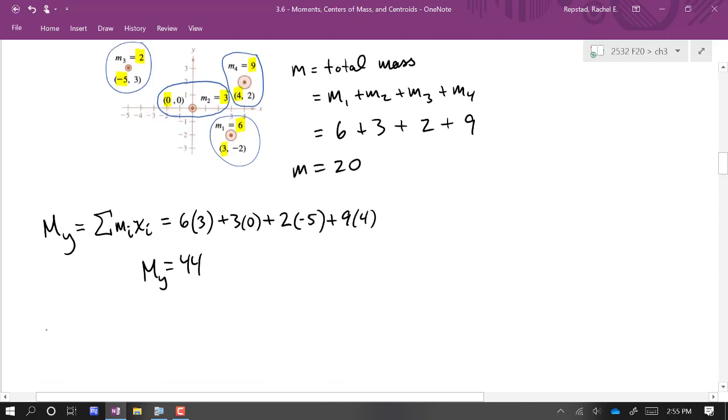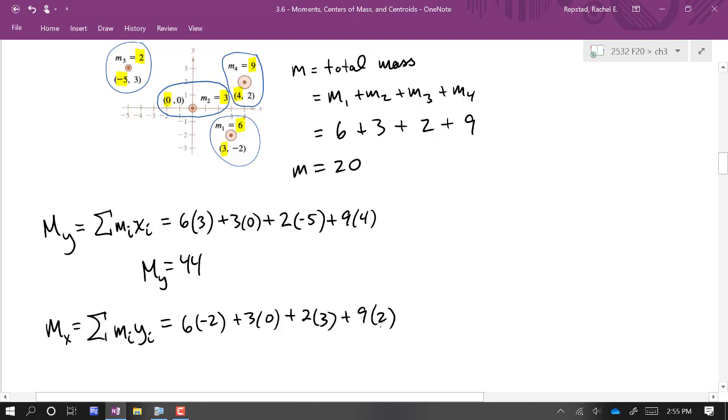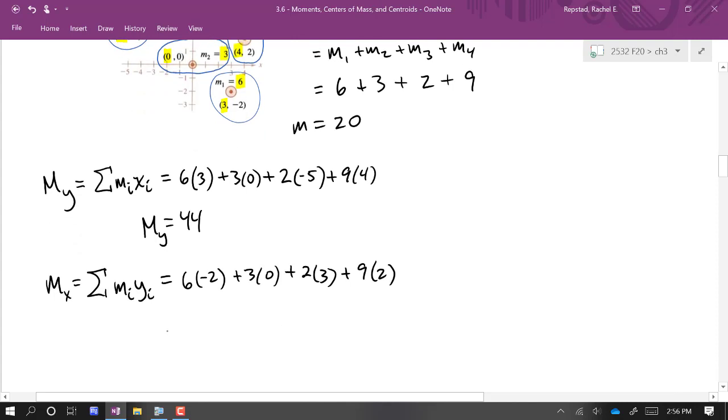Moment about the x-axis is given by this other sum. You take each mass, multiply by its y-coordinate. And so just going up here in the figure again, we've got 6 times -2 plus 3 times 0 plus 2 times 3 plus 9 times 2. And if we add up those products, we'll get 12.